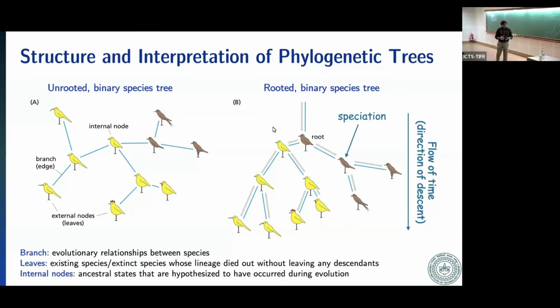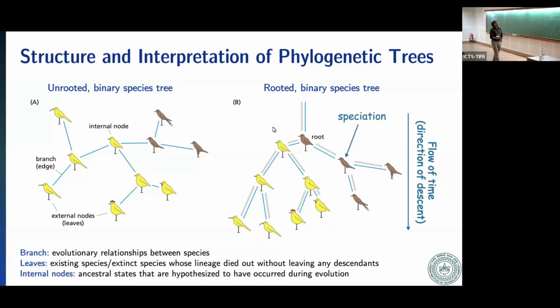So this is what an illustration of a phylogenetic tree actually looks like. What you have over here is one type of representation, and on this side you have another type of representation. So what are the similarities between these two representations and what are the differences?